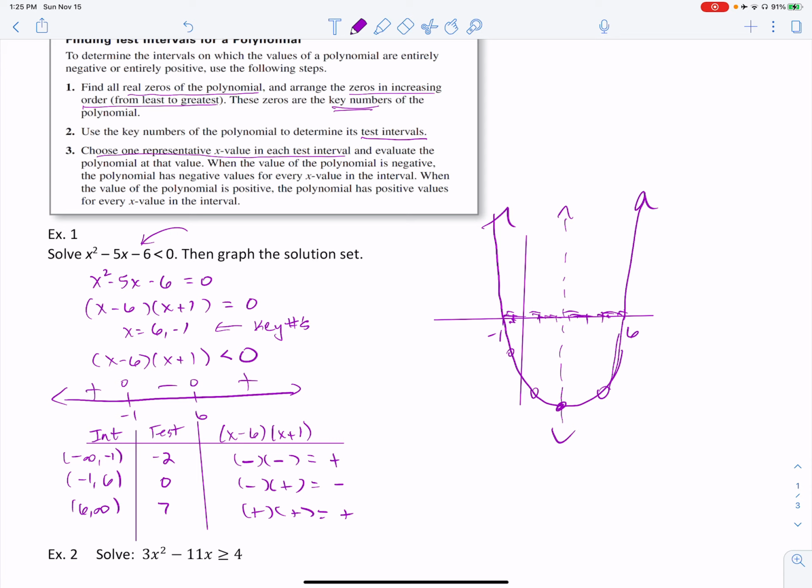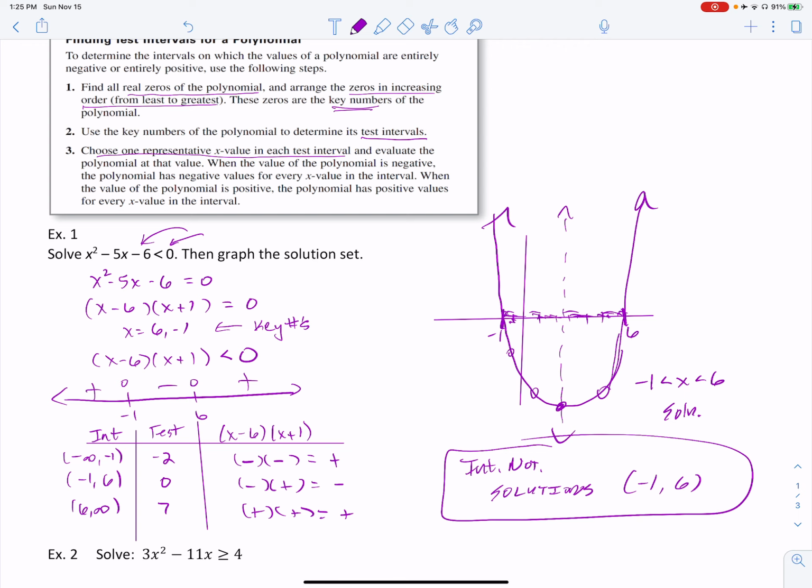And I don't want where it's 0 because this is just less than 0. There's no equality sign. So negative 1 would make it 0, 6 would make it 0. So I can't include those, but I want everything in between. Basically, I want negative 1 is less than x is less than 6 as my solution set. But you will write it, if asked for, in interval notation, my solution is from negative 1 to 6.